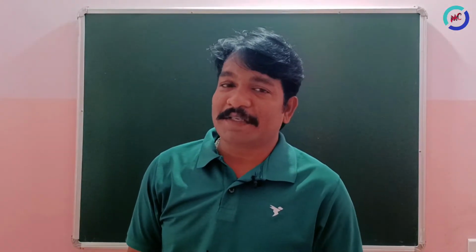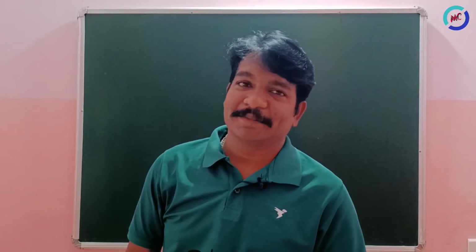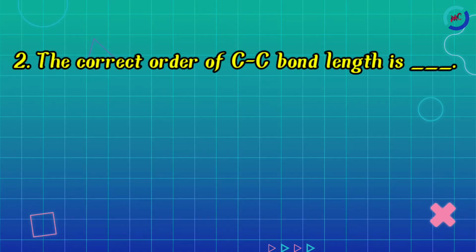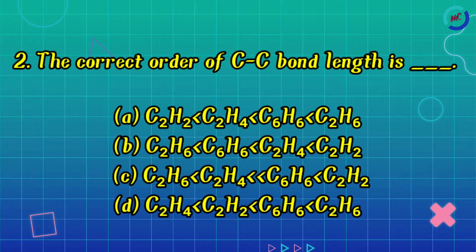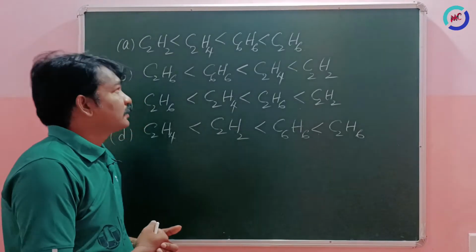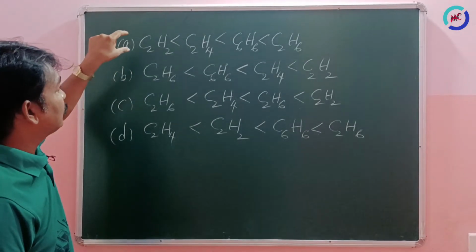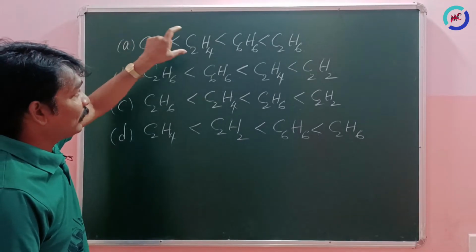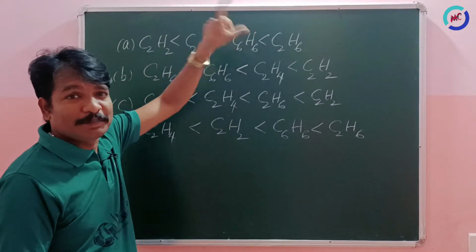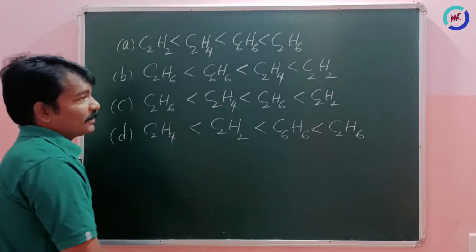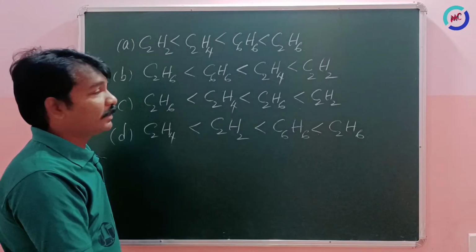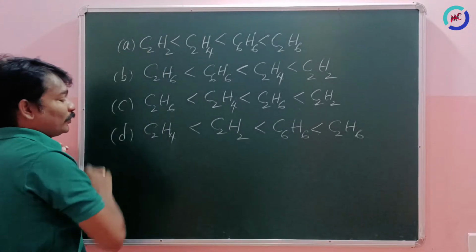In the second question, we will check the order of bond length. Please note it down. The correct order of C–C bond length is asked in the given options. We have acetylene, ethene, benzene, and ethane. In all the options they gave the same things but in different order. We will check it. C2H2.